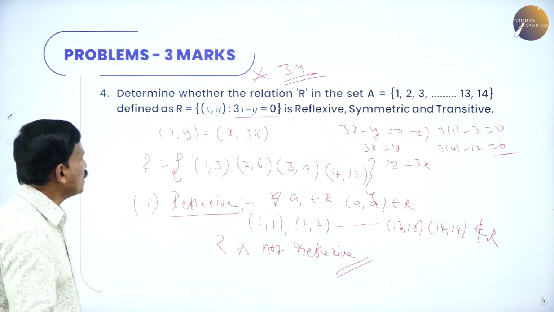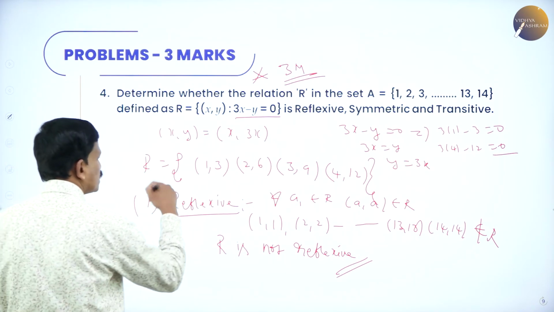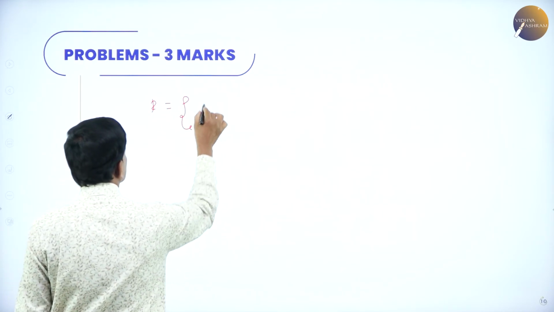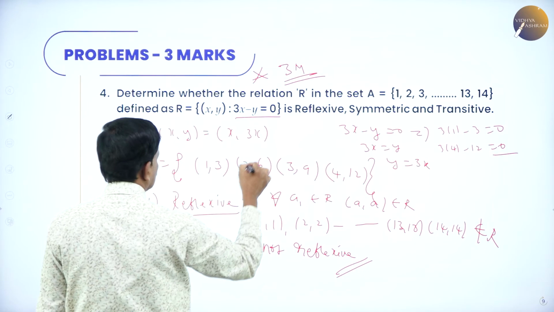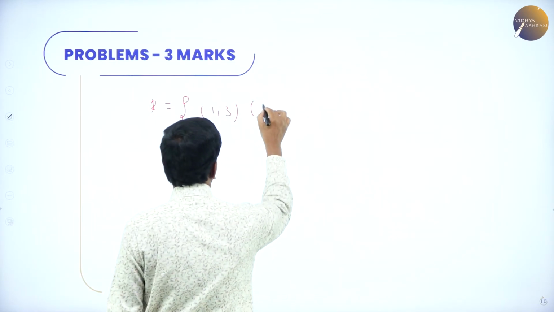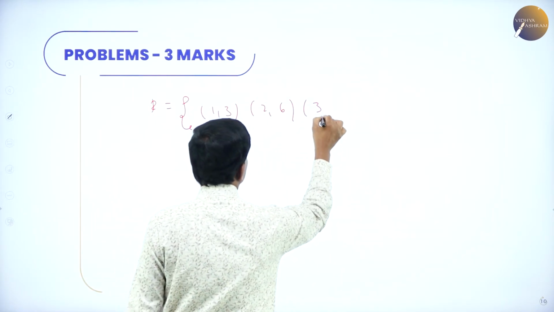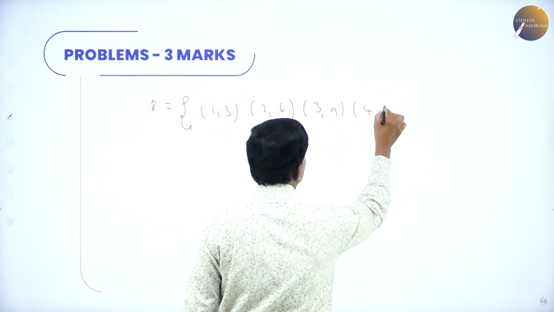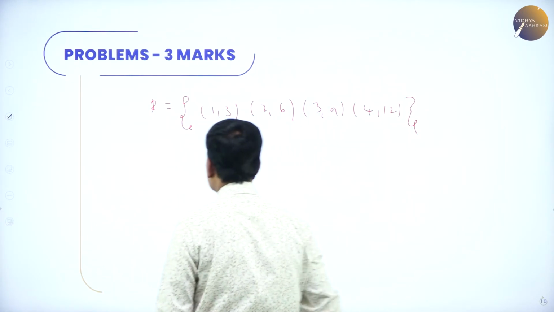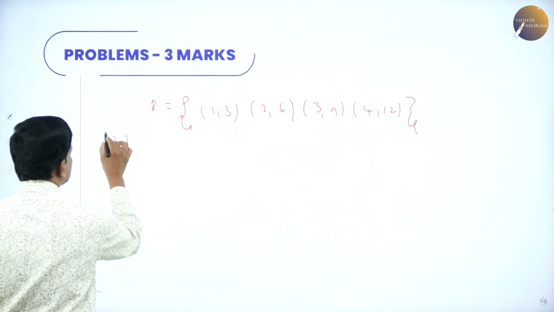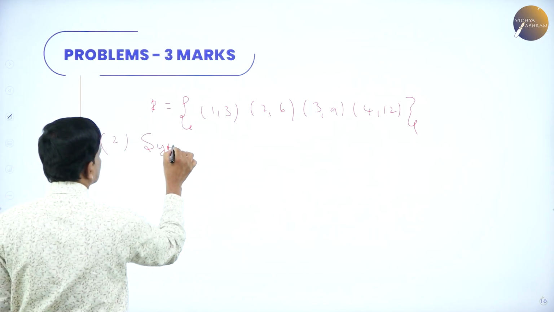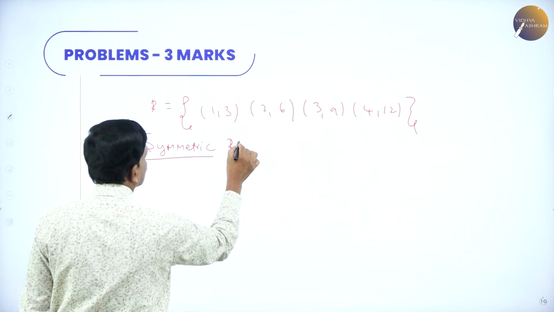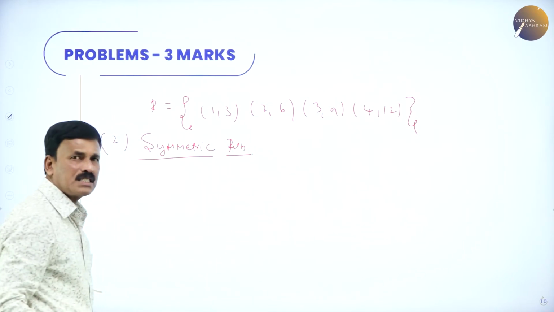Let us come to the second property, symmetric. What is symmetric? So I will go to the next page. I'll write on this. R is equal to {(1, 3), (2, 6), (3, 9) and (4, 12)}. Now the second property, symmetric relation. Verify whether it is symmetric or not.